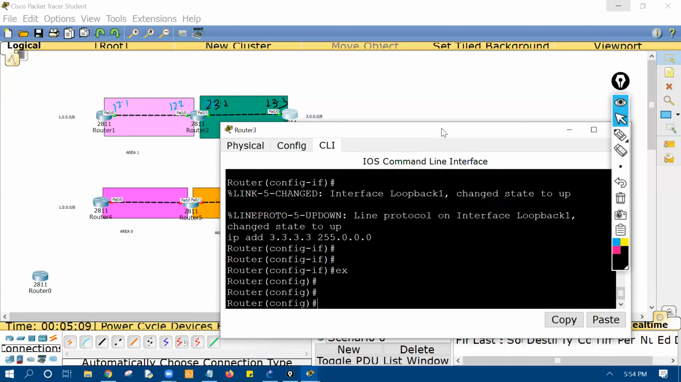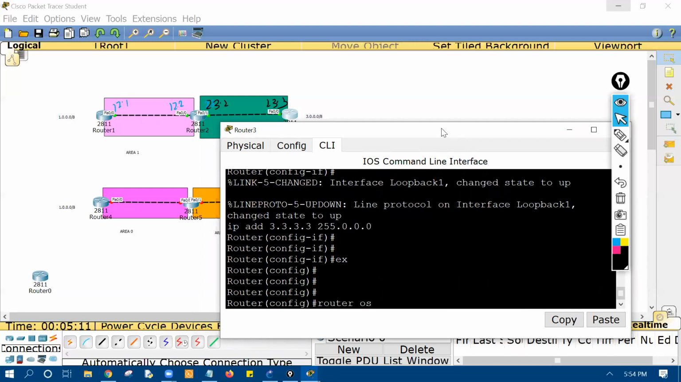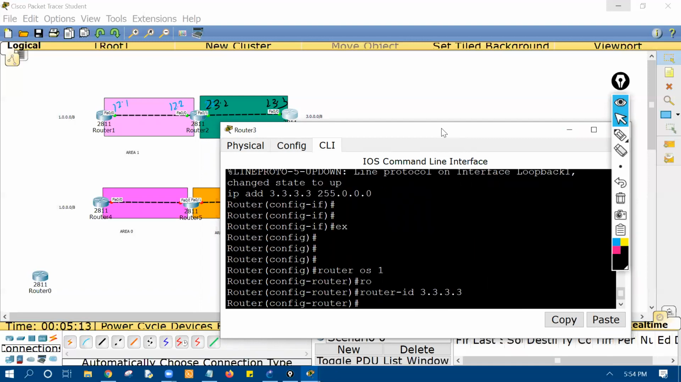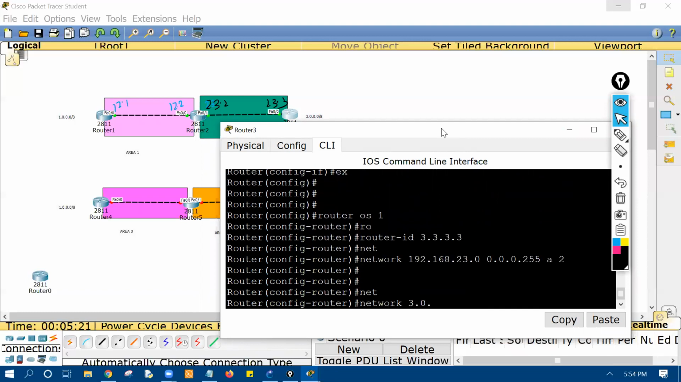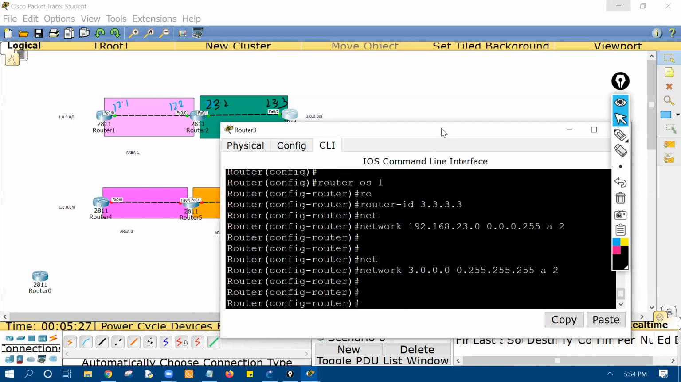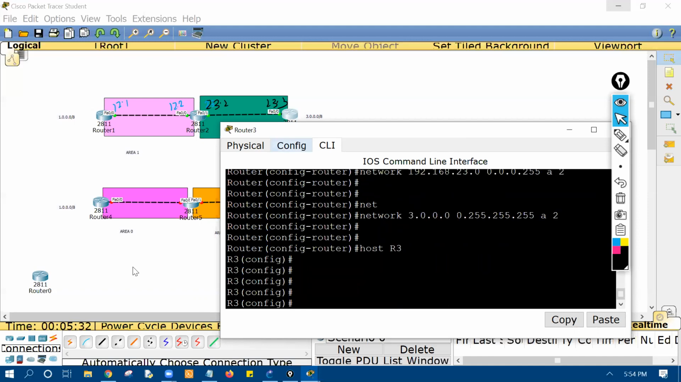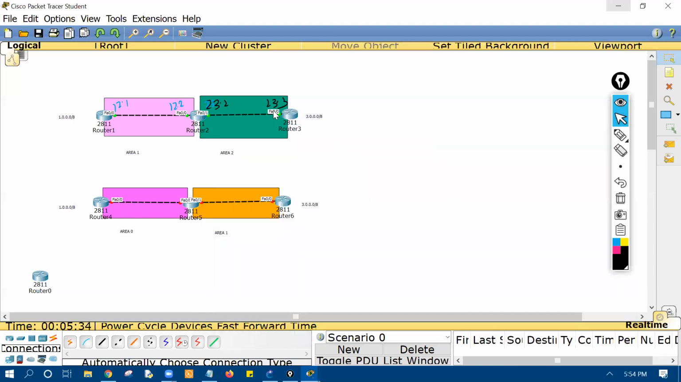Okay, let's configure OSPF on it. Router OSPF 1, router ID 3.3.3.3. Network 23.0, area 0. Not area 0, area 2. Right. Network 3.0.0.0, area 2, right? Done. So I have done with the R3, hostname R3. So all these two interfaces are advertised in area number 2, this interface and this interface, area 2.